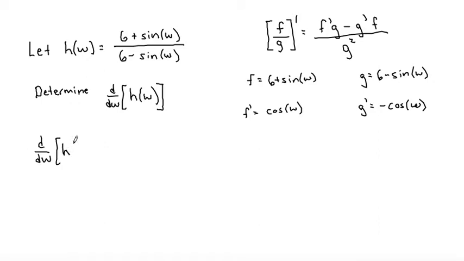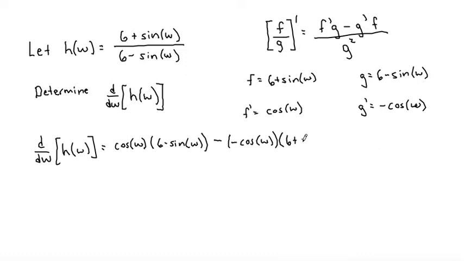Okay, so plugging this into our formula, we get the derivative of h of w is equal to f prime, which is cosine of w, times g, which is 6 minus sine of w, and then minus g prime, which is negative cosine of w, and then times f, which is 6 plus sine of w. And all of that is over g squared, which is 6 minus sine of w squared.